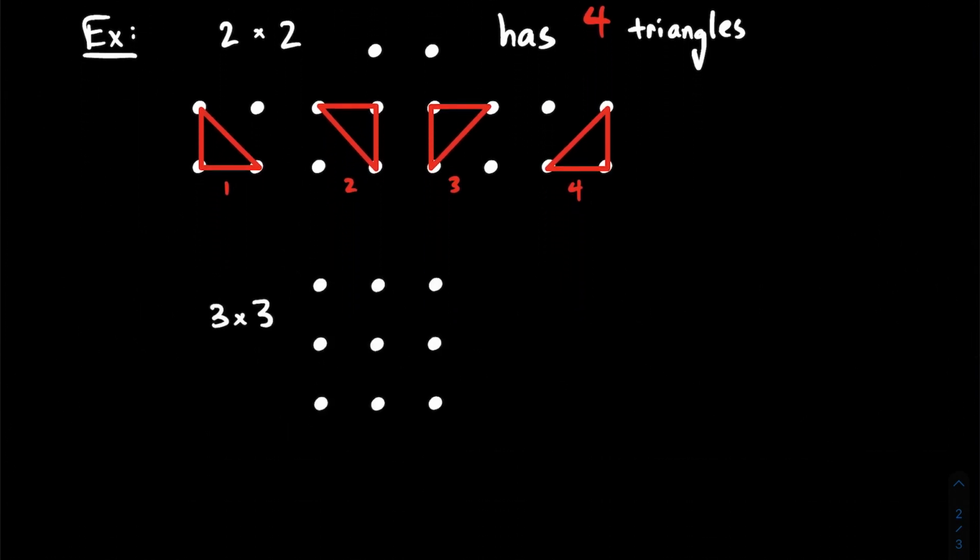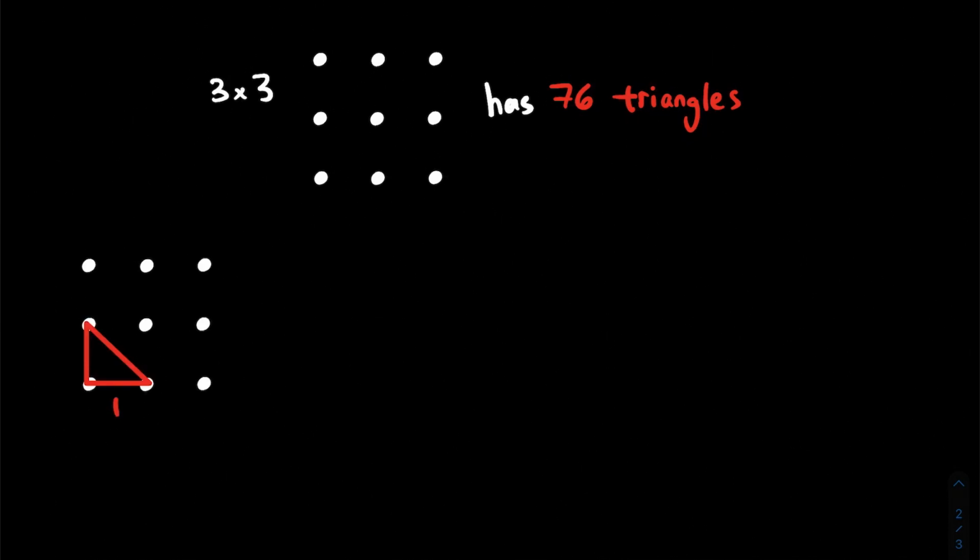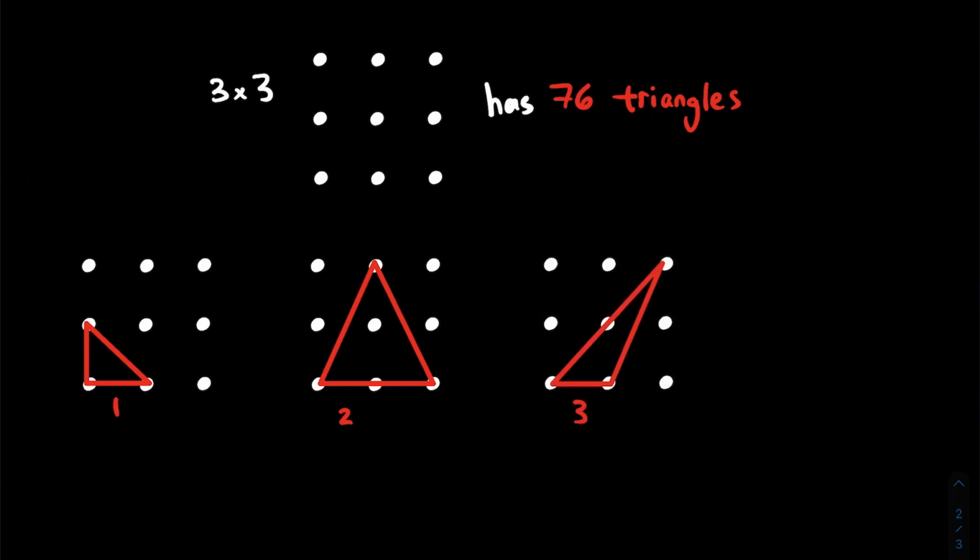For another example, let's consider a 3 by 3 grid. That is a grid that has 9 dots in it. It turns out there are 76 different triangles that you could draw using this grid. Just to show you a few, here's one, but I'm not saying they have to be right triangles, so here's one, and I'm not saying they have to be pretty like that one, and so here's one, and so on. So there are 76 different ones of these.